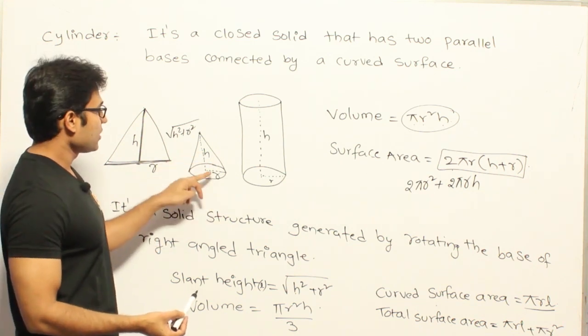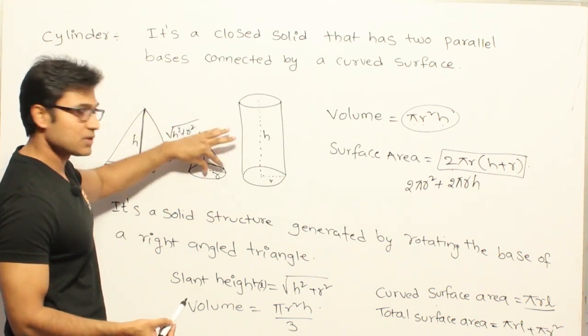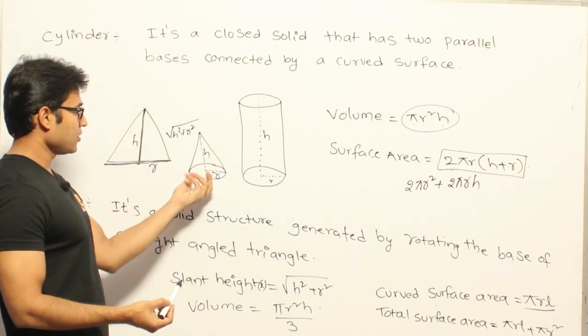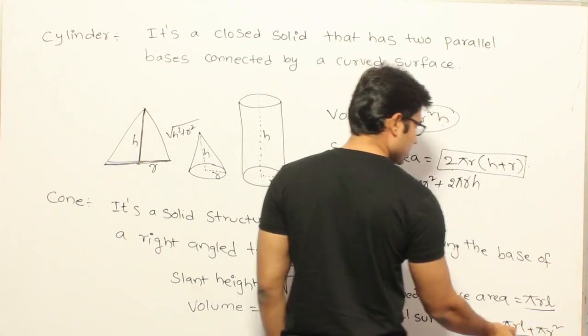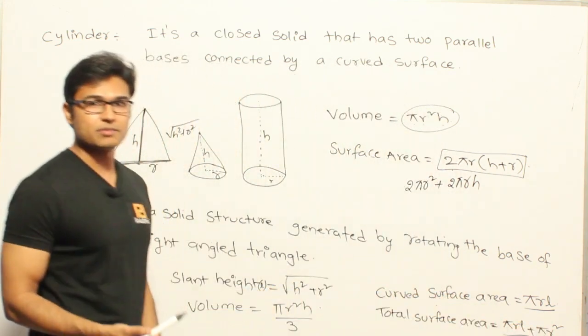And what about the total area? To that curved surface area, you have to add the area of the base. The base area is already pi r square. Therefore, the total surface area is pi r l plus pi r square.